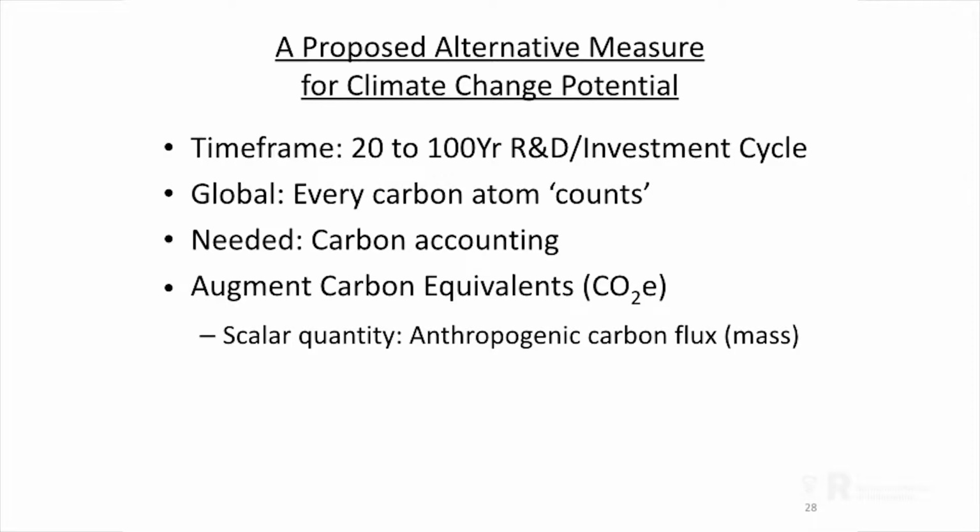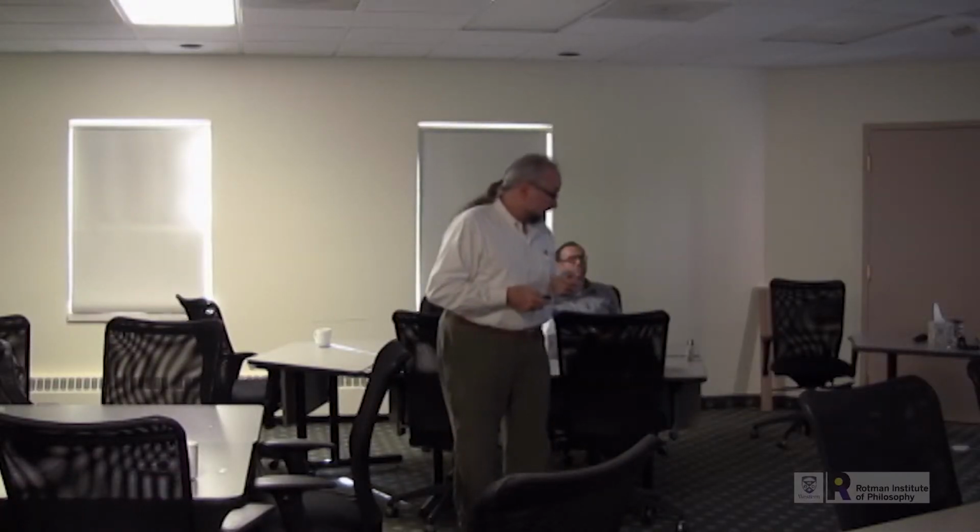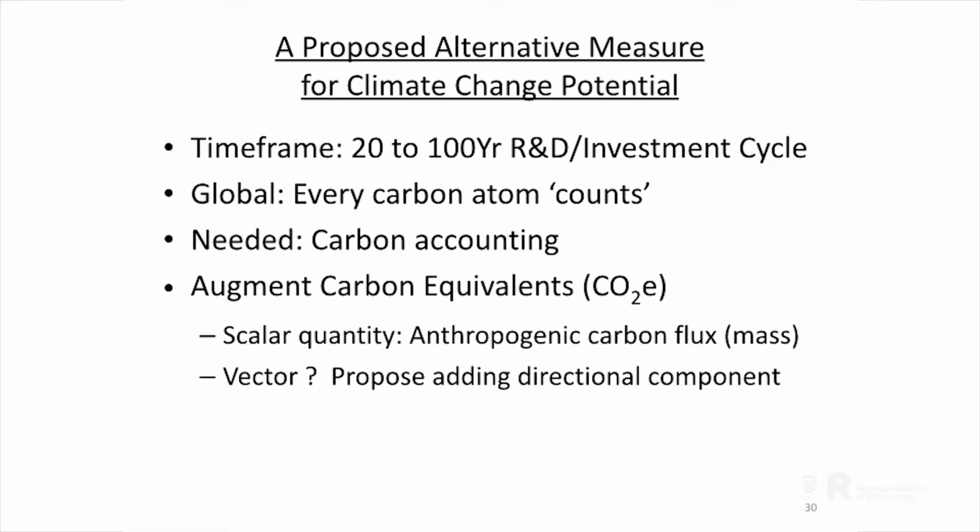The present metric is a scalar, meaning we're looking at pounds, tons, kilograms of carbon that are emitted to the atmosphere. My objective is to change that to a vector. What do I mean by vector? Well, a vector has what? Both quantity and direction.